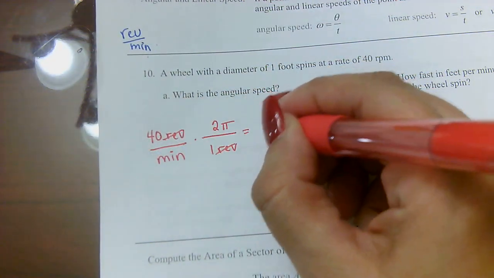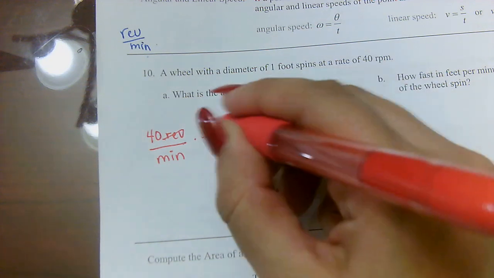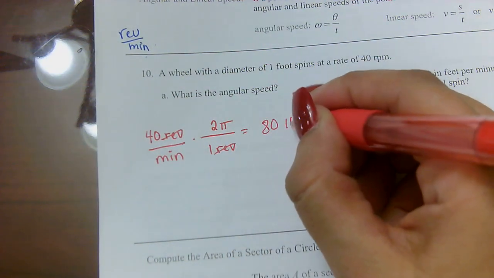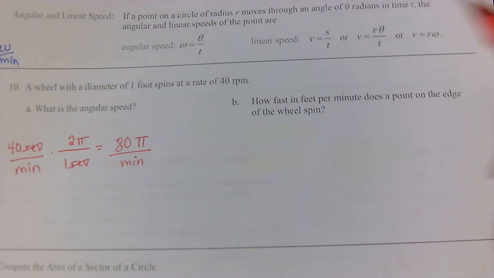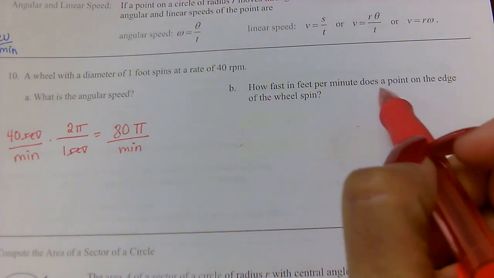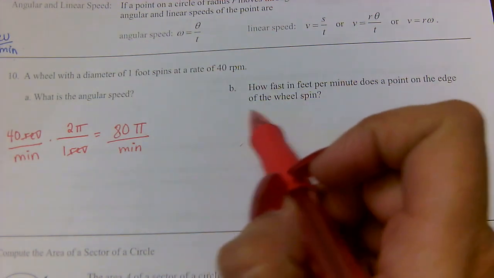So here we're going to have 80. 40 times 2 is 80 pi per minute. Now let's look at the second part. How fast in feet per minute does a point on the edge of the wheel spin?